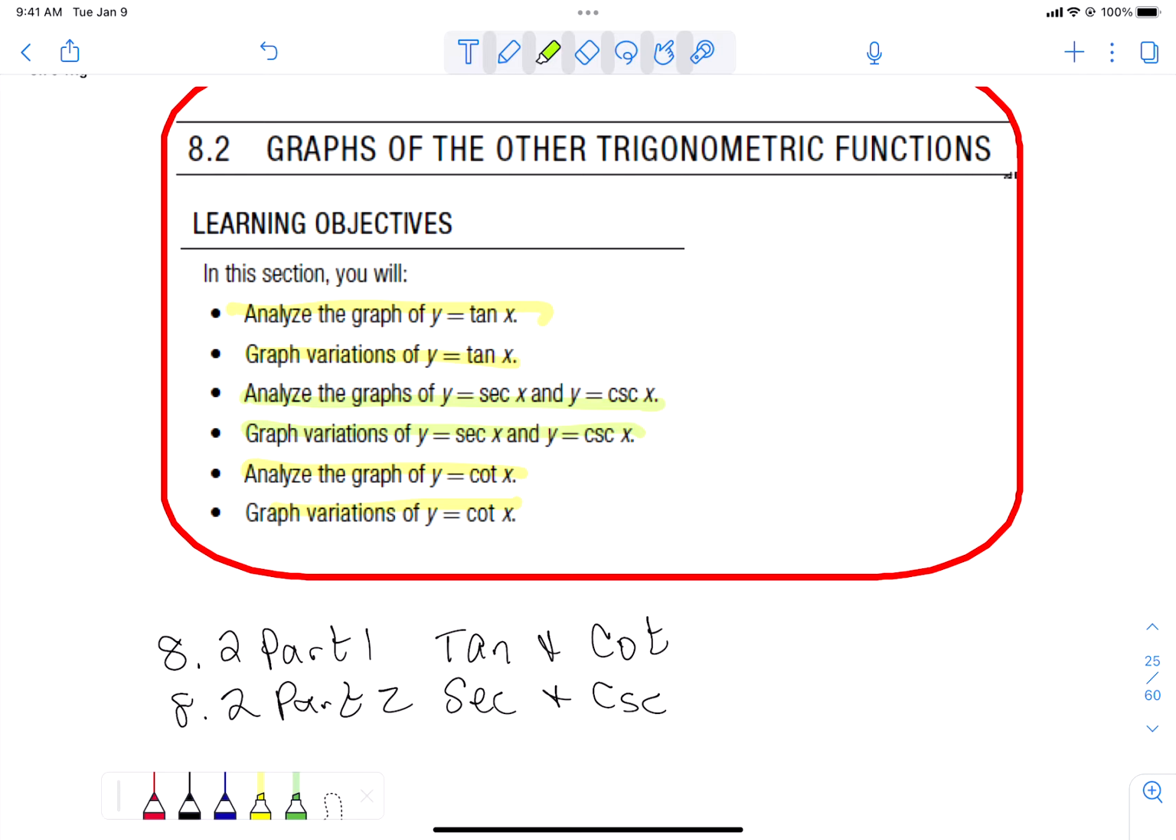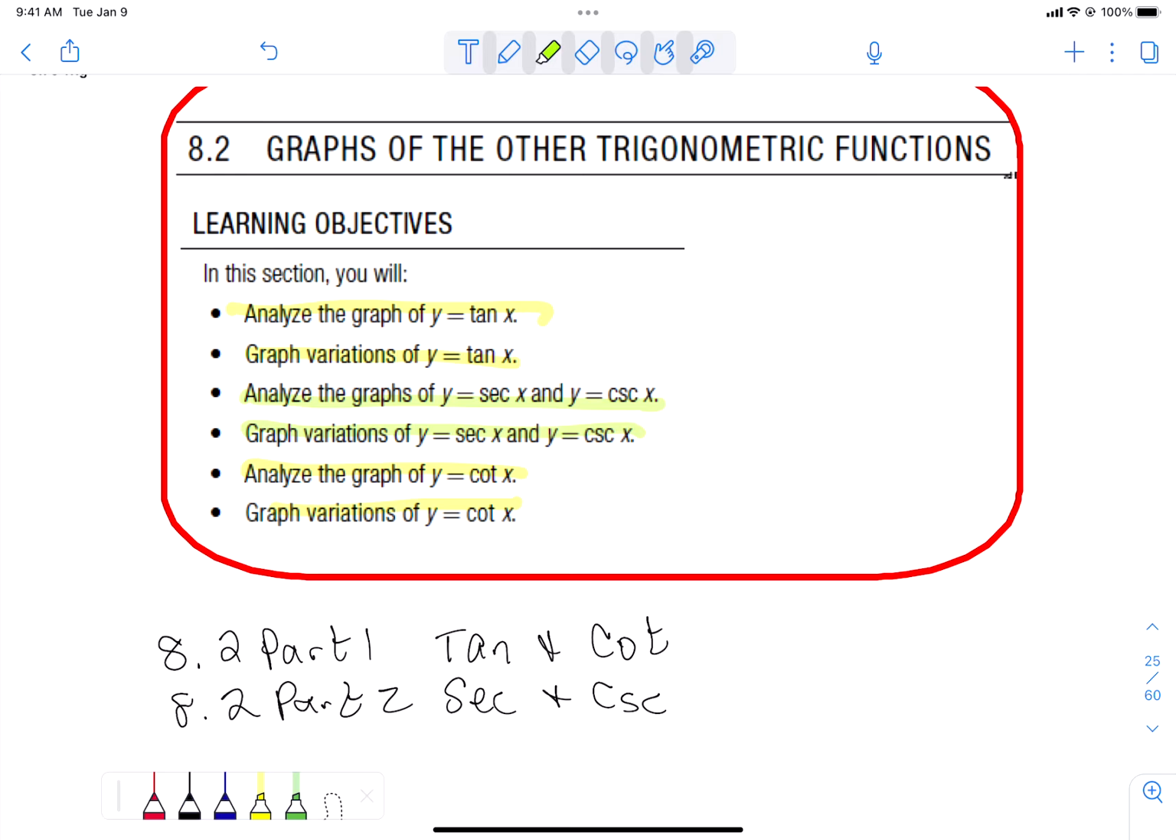So in 8.1, we explored the graphs of the sine and the cosine. In 8.2, we're going to look at the other trig functions. So we're going to look at the tangent, the cotangent, the secant, and the cosecant. I'm going to break this into two parts. In part one, we're going to deal with the tangent and the cotangent.